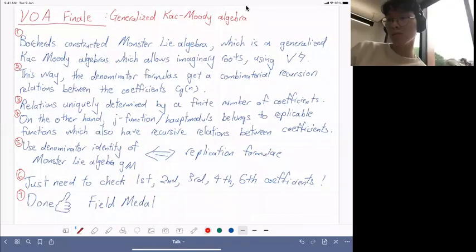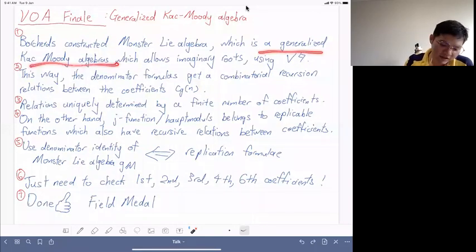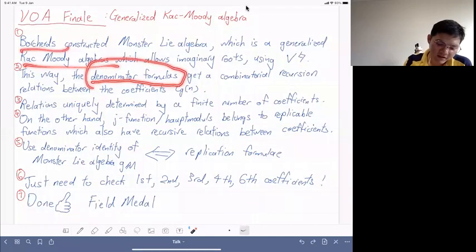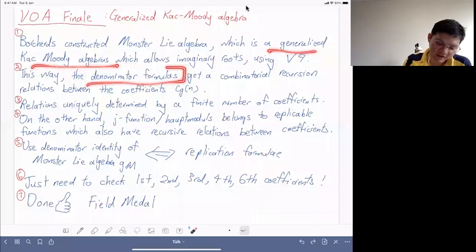Actually, the story is long here, but I just suppressed it. The hard thing is to create this generalized Kac-Moody algebra. Kac-Moody algebra already has the denominator formula. Borcherds wants this formula to hold in this monster Lie algebra. So he created this generalized Kac-Moody algebra and came up with this formula here.